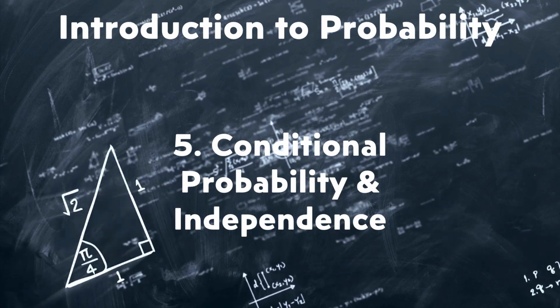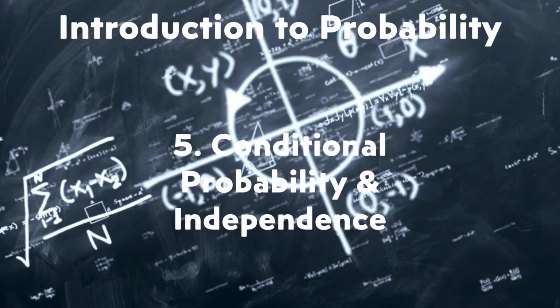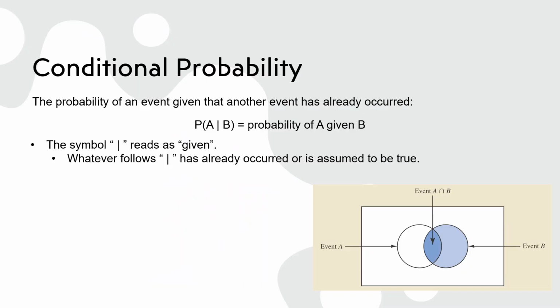Let's jump right into the topic of conditional probability and independence. Conditional probability is the probability of an event occurring given that another event has already occurred. It allows us to update the probability of an event when we have additional information. The notation for conditional probability reads as the probability of A given B.